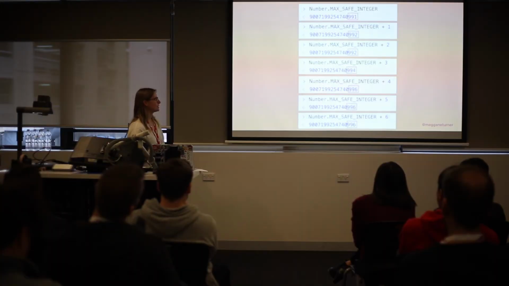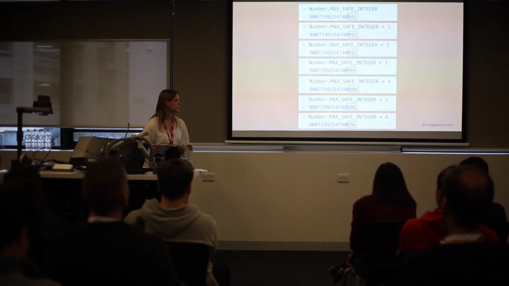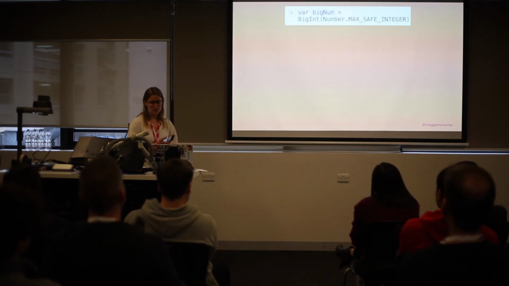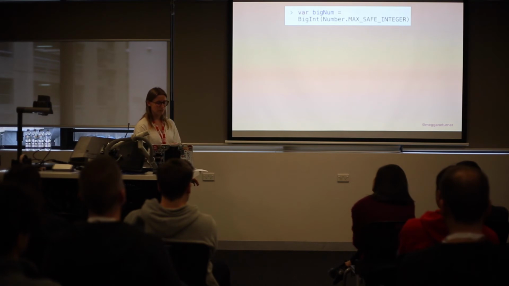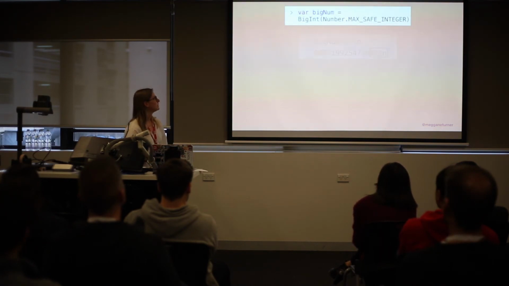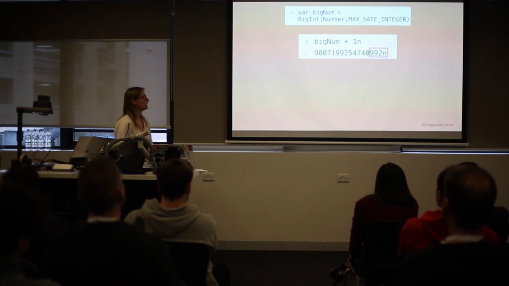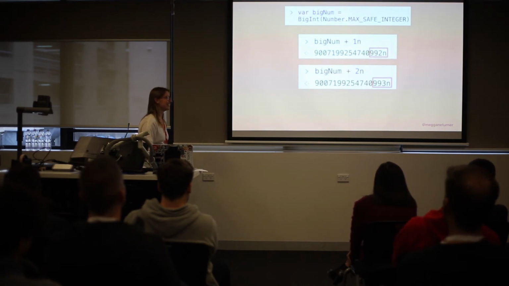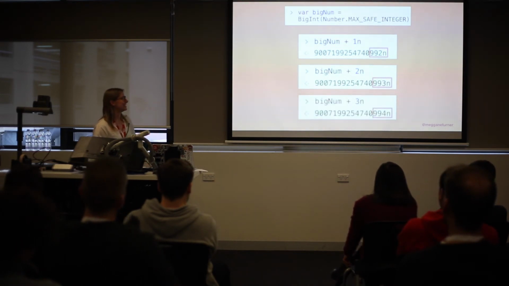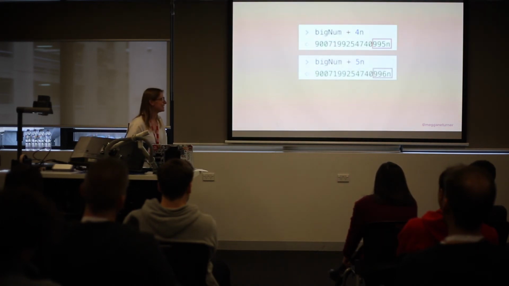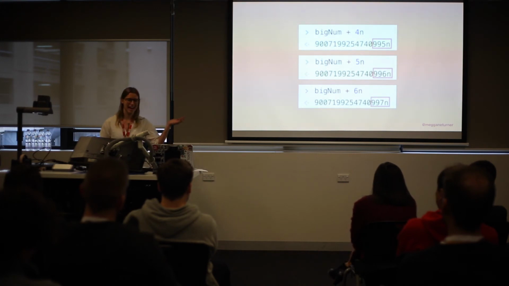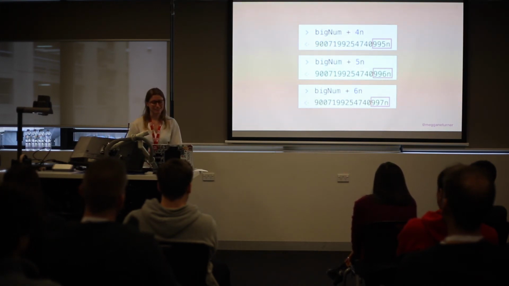So let's take another look at this problem, but this time using our amazing new BigInt. Let's set a variable of bigNum, and we'll convert that max safe integer to a BigInt. If we add 1n to it, which again just denotes that it is a BigInt, we'll get 992n at the end. Okay, let's add 2. It's working. Oh my god. It just keeps going. It keeps going and it's accurate, it works, which is really exciting.